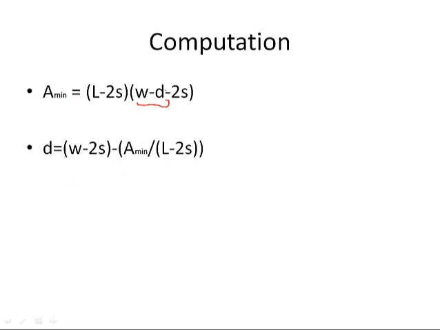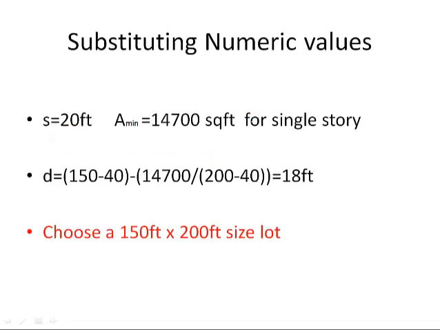So we'll do some math and then find a way to compute our distance D to obtain optimal width. Well, this is the formula that we will find after we do some math. And then we'll start substituting some numerical values. We'll assume setbacks of 20 feet and a minimum area of 14,700 square feet for the single story. So plugging these numbers back in the formula, we determine that D is equal to 18 feet.